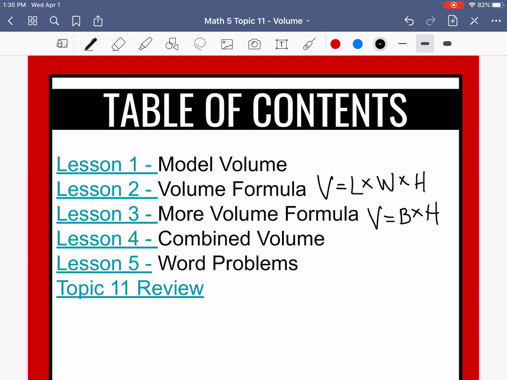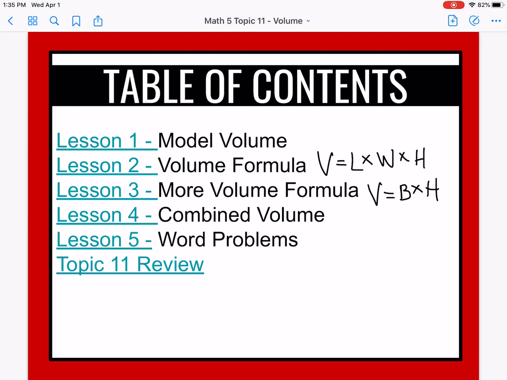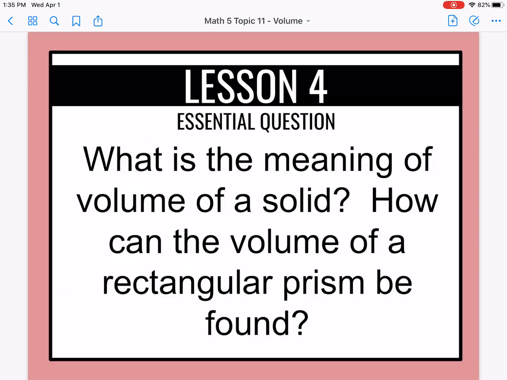All right, today, are you ready? We are going to take the volume we've already done. We're going to take two figures and we are going to combine those figures. So what is the meaning of the volume of a solid? It means that we're filling it up.